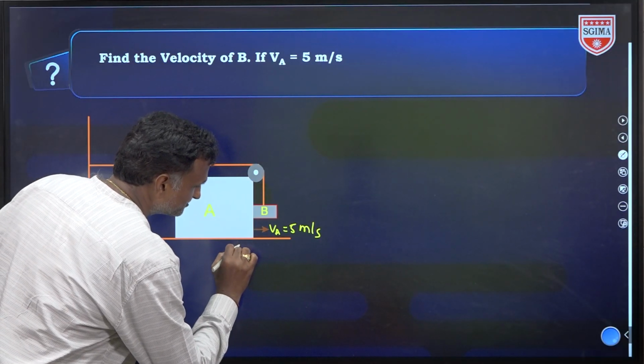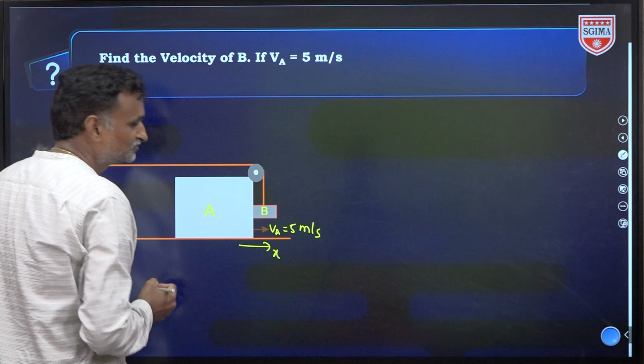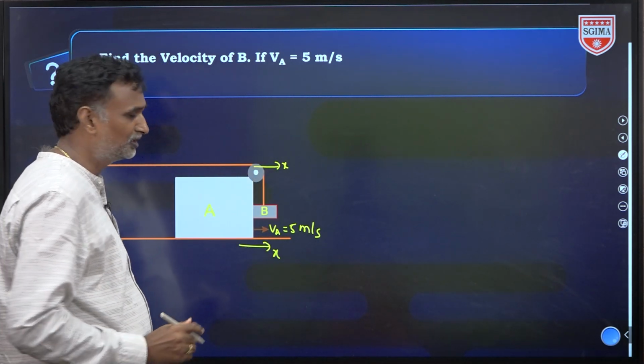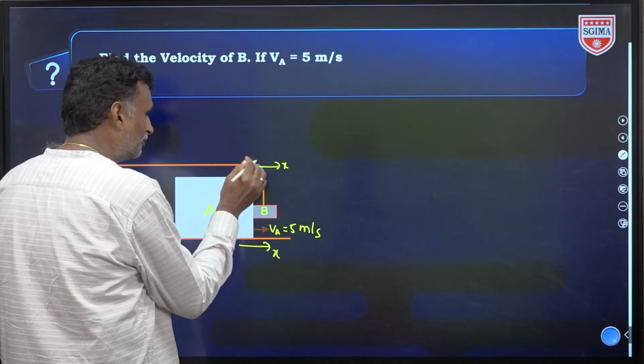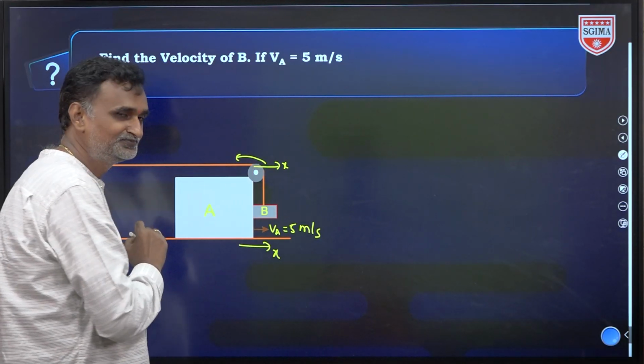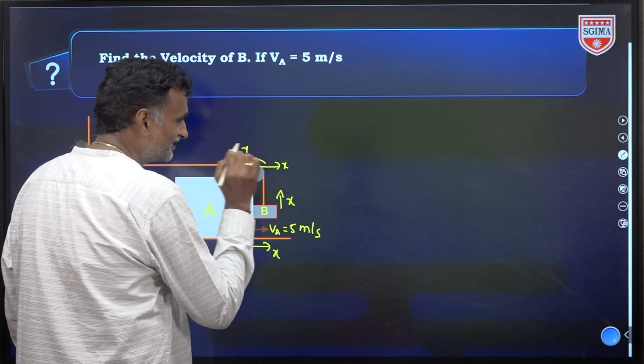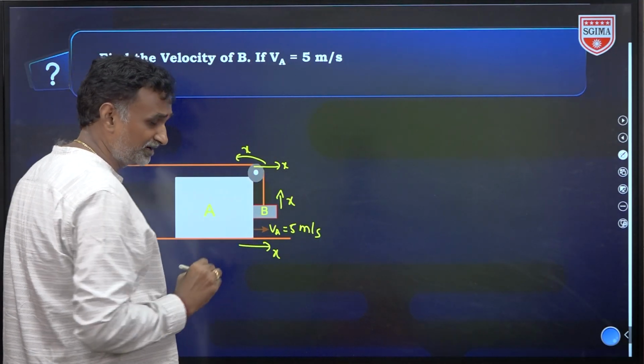If A is moving right side x, then the pulley also moves right side x. Okay? As the pulley moves, how much string here becomes tight? x only. Then how much height will it rise? x only. So, are you getting clear?